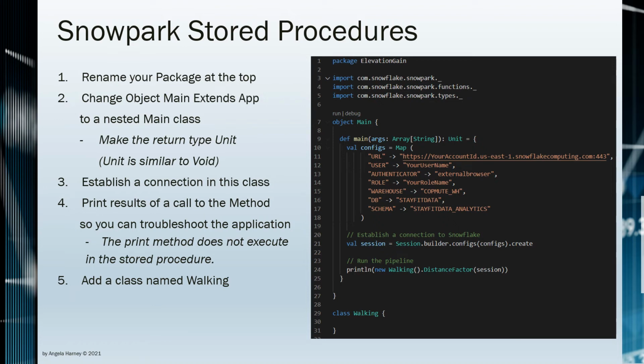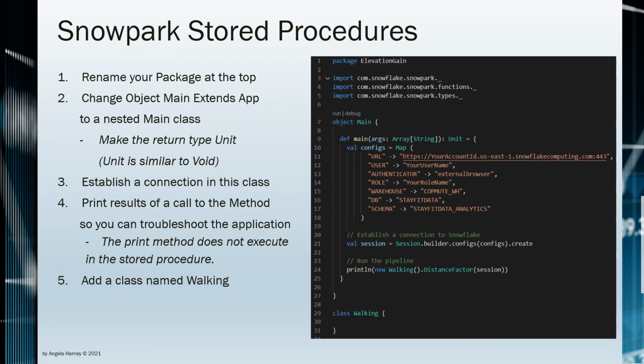Change main to be a nested method within object main and make sure that it is declared as a unit data type. The Scala unit data type is the same as void in other languages. Add a session object and print statement in this class that calls the walking class and distance factor method that we will be creating so that you can debug your application before uploading it as a jar file.